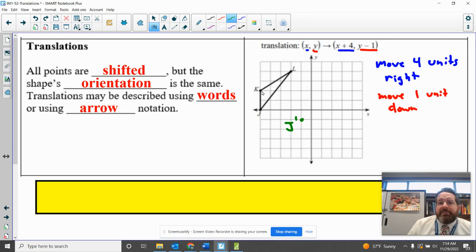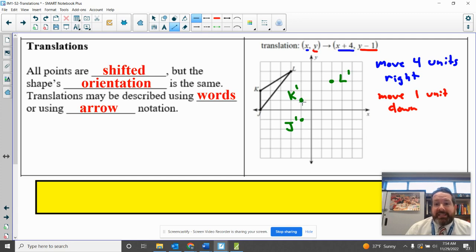This point K, same thing. 1, 2, 3, 4 spots right and 1 spot down. Here's the new K, so the prime symbol after the letter K. And then for L, let's do the same thing. 1, 2, 3, 4 spots right and 1 spot down for L prime. But it's not just the corners of the shape that moved, right? It's the whole side.